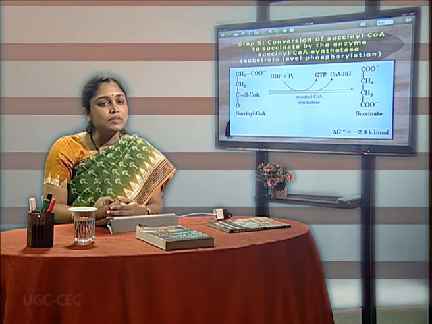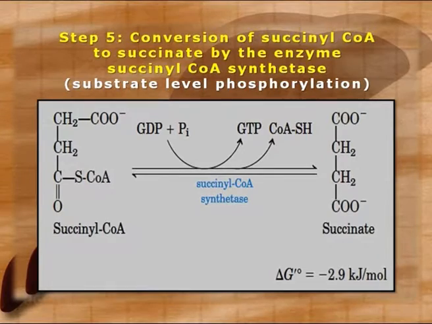The next step is again an irreversible one, catalyzed by the enzyme succinyl-CoA synthetase. Synthetase enzymes are enzymes which utilize ATP or other nucleoside triphosphates as their substrate. The high energy thioester bond is broken here, and the energy released is captured by GDP and Pi to form one GTP molecule. The product of this reaction is succinate.